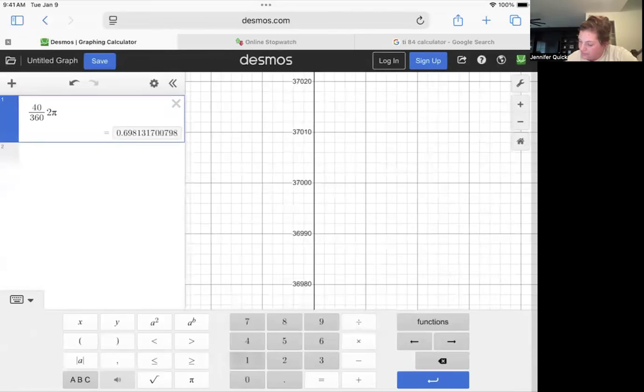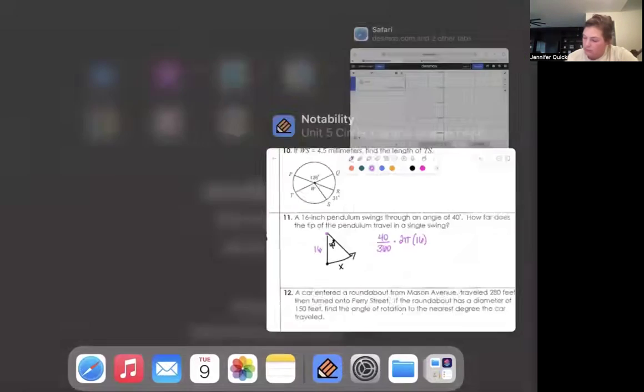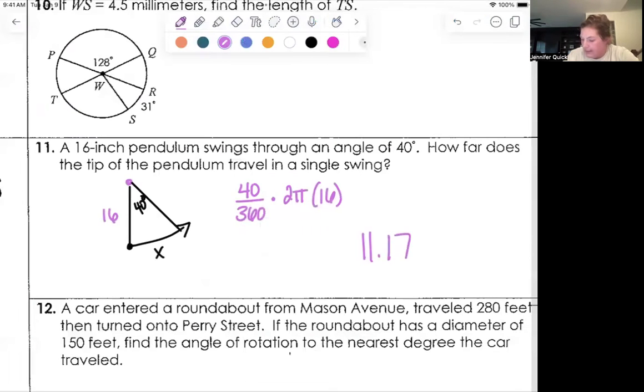Okay, there we go. 11.17. 11.17. I'm not going to write that in terms of pi. You guys get it. If it comes up on Delta Math, there it is.